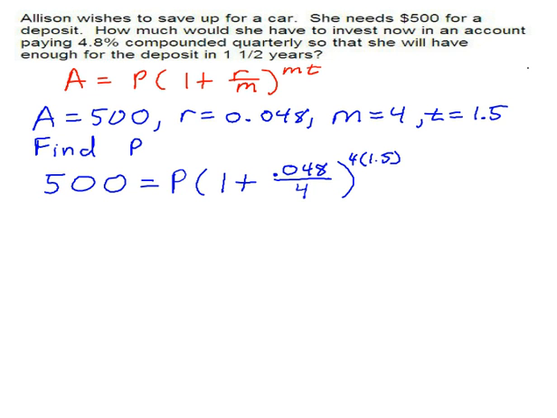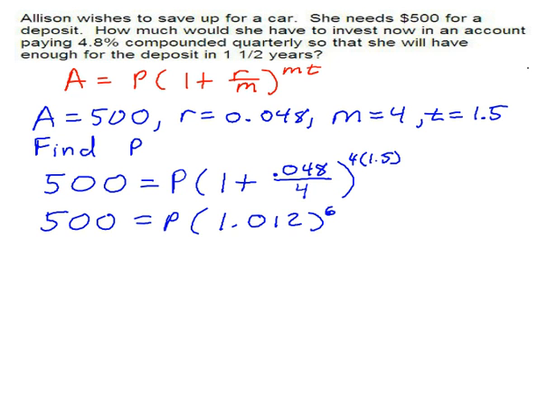We can next simplify the exponential. So we'd have 500 equals P times the quantity 1.012 raised to the 6. Notice, the 6 is what we get when we multiply 4 times 1.5. But that also represents how many times that the interest would be compounded, because if it's compounded quarterly and it's for 1.5 years, then it has been compounded 6 times.